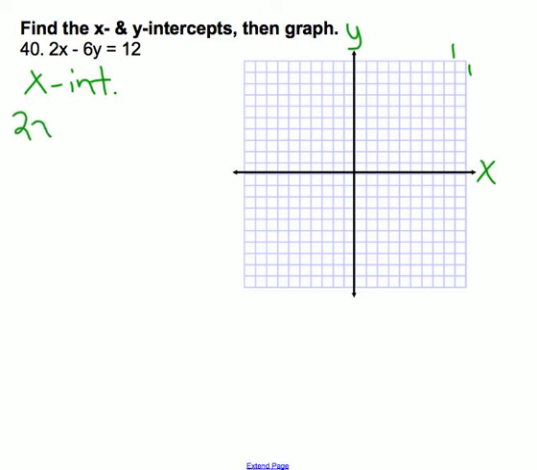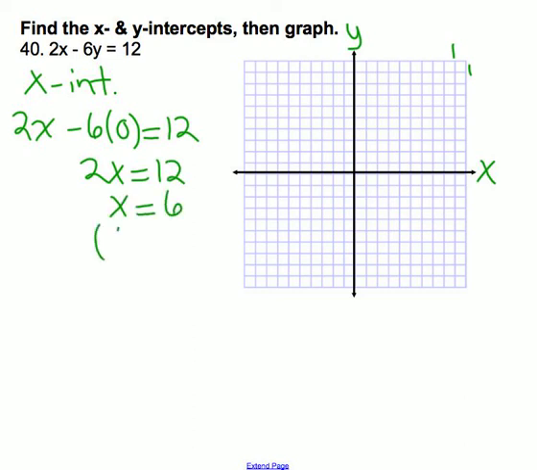I have my 2x minus 6 times 0 is equal to 12. Solving it for x, I get 2x is equal to 12, so x is equal to 6. So my x-intercept is at the point (6, 0). Now I want to go in and find my y-intercept. To find the y-intercept, we need to make the x a 0.